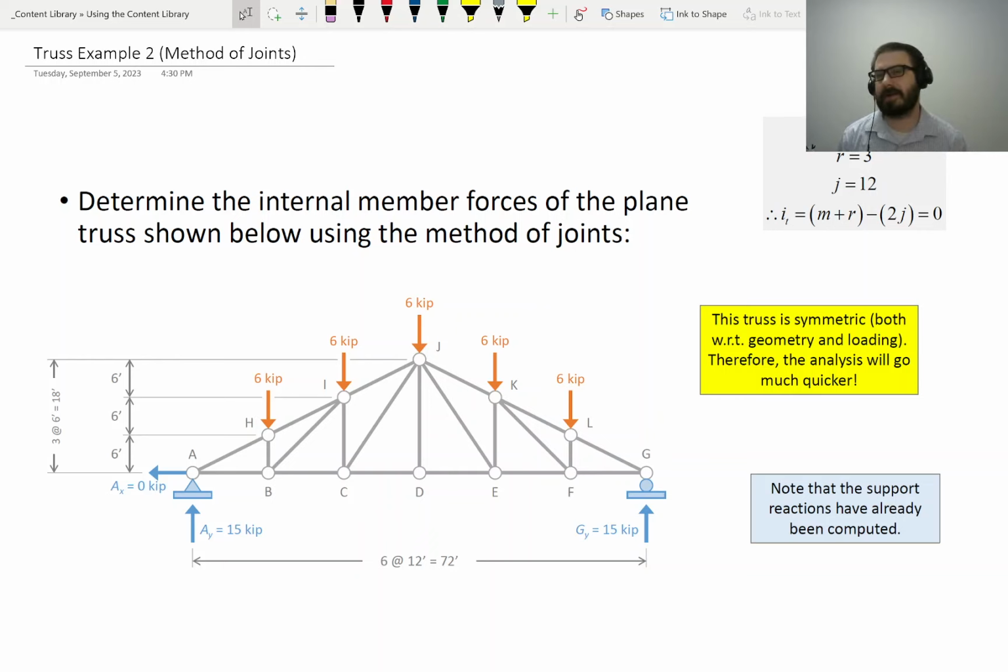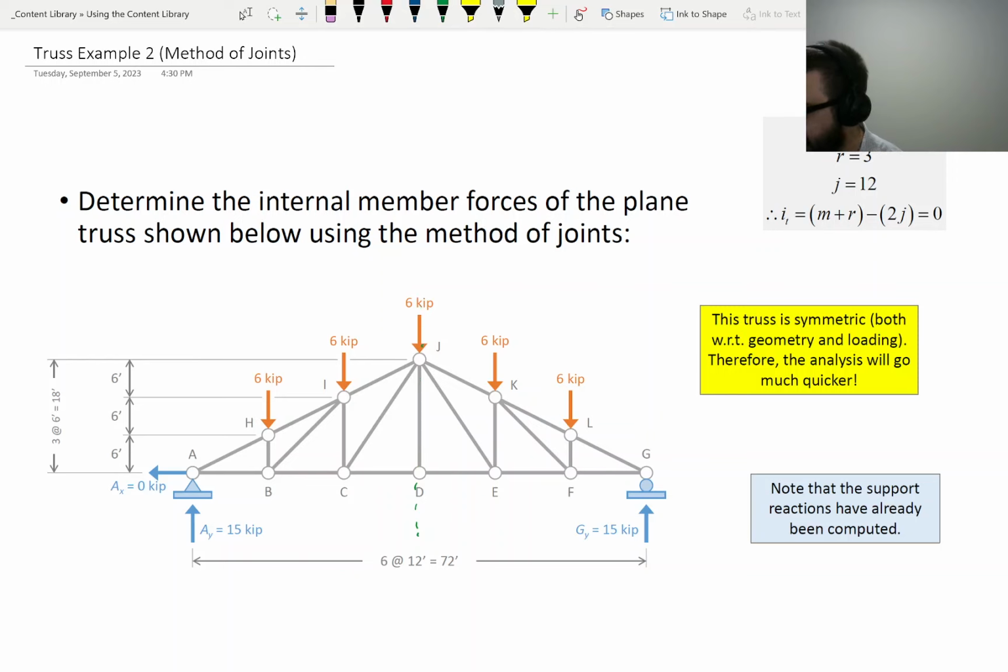Okay, so what we're going to do is analyze this structure utilizing the method of joints. Now, this truss is a little bit more involved from a geometric perspective than our last one, but there's something that this truss is exhibiting which our previous example did not, and that is symmetry. This truss is symmetric both with respect to its geometry and with respect to its loading. So in other words, I could literally draw a line going right like this, and if this was on a sheet of paper, I could fold the truss about that line and it would be the same image on either side.